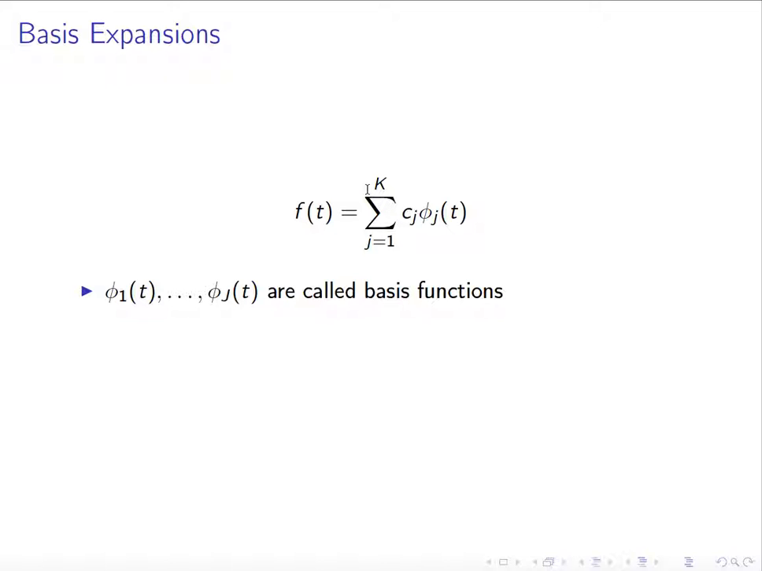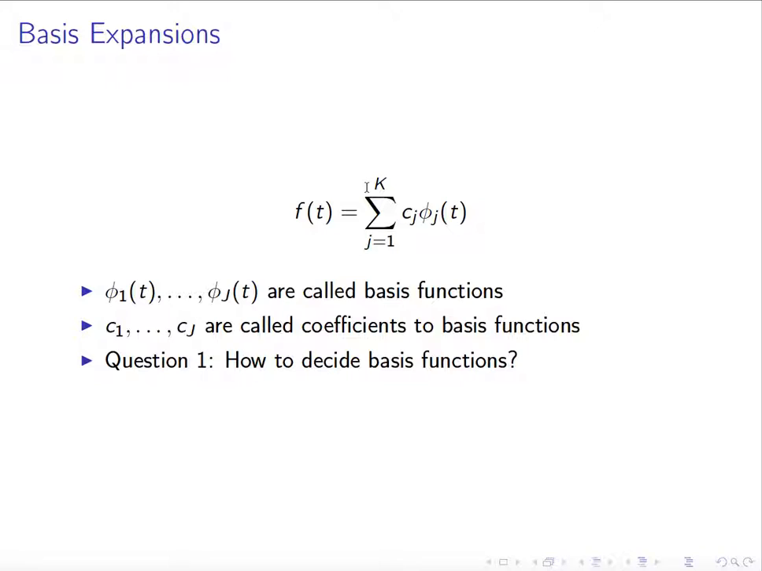The main technique we use is basis expansion. Basically, we write this function f of t as a linear combination of the basis functions. Suppose we have capital J basis functions, phi 1 to phi J, and c1 to cJ are the coefficients of the basis functions.